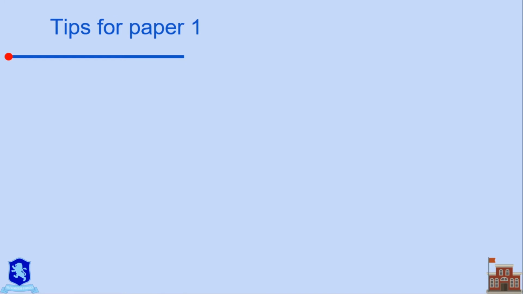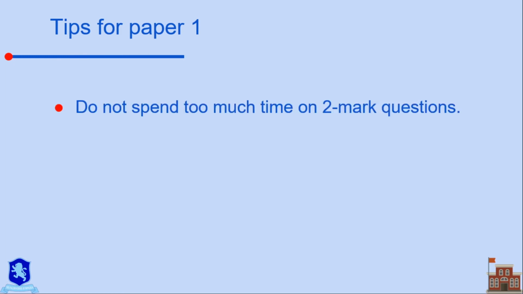My 3 tips for paper 1 are as follows. First, don't spend too much time on 2-mark questions. If you're stuck with a definition or a calculation, just skip it and come back to it later. You need to give yourself enough time to answer the other questions. My second tip is give clear and concise answers. When you're asked to identify something, 1 word for each identification is usually enough. No need to explain anything.